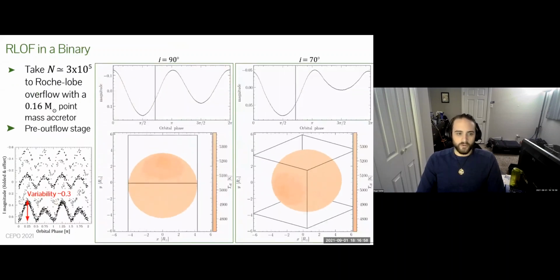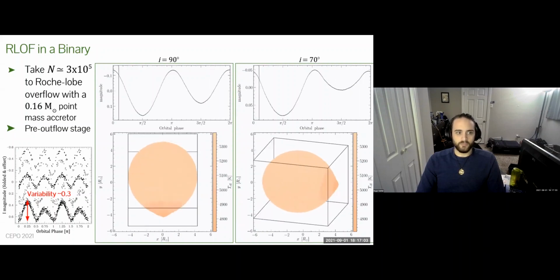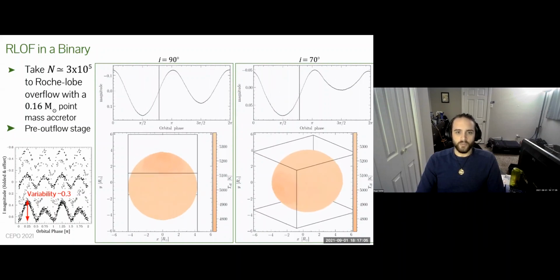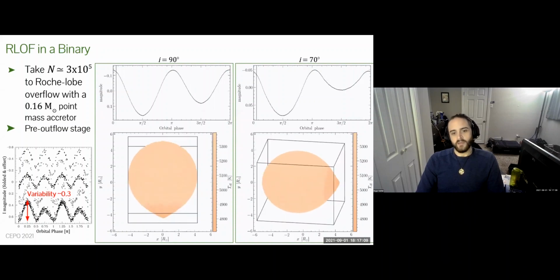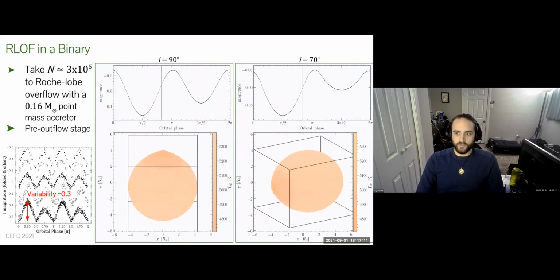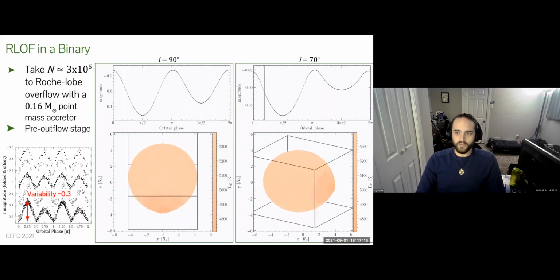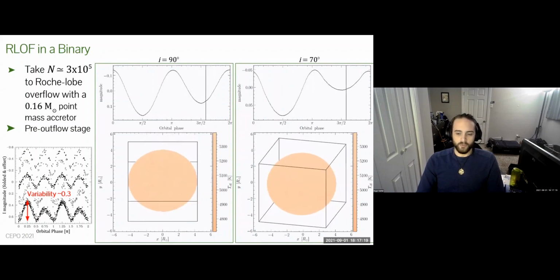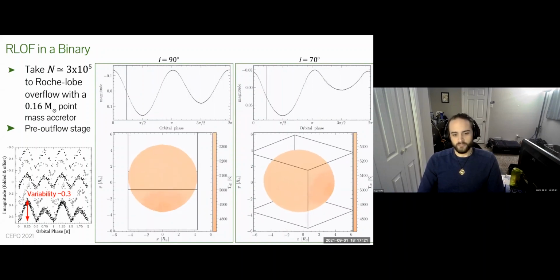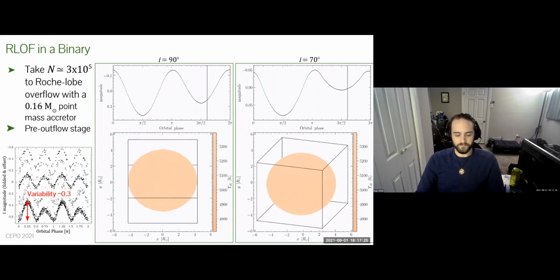Finally, we take our 300,000 particle star, our best one, and we take it to Roche lobe overflow with a 0.16 solar mass point mass accretor. And again, 0.16 comes from the Stepien 2011 paper. This is in the pre-outflow stage. So this is well before, I shouldn't say well before, I don't have enough information to say that, but this is before mass transfer at least.